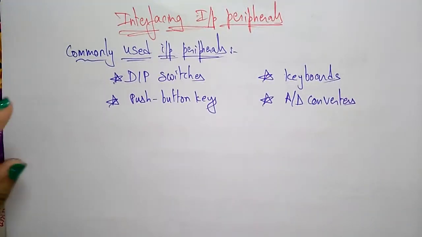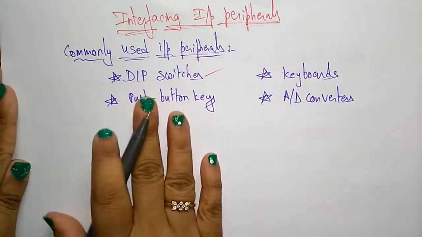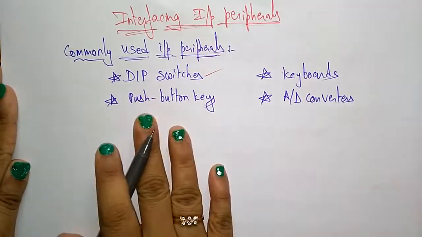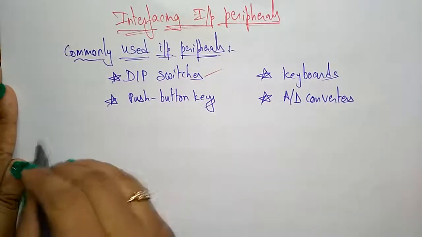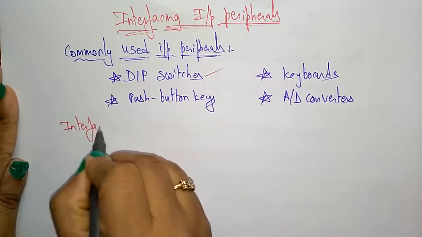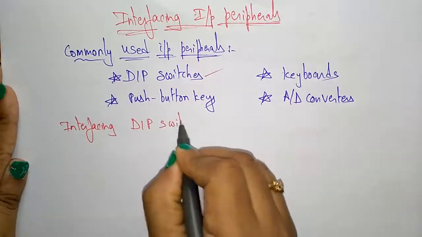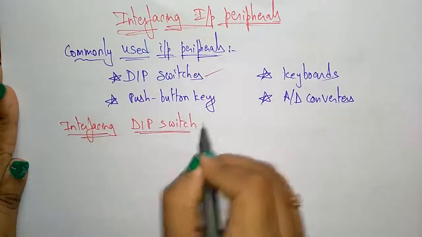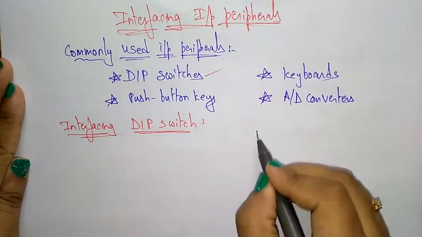So let us take this DIP switch. How will the DIP switch be interfaced to the I/O port that is connected to it? Now let us see interfacing of the DIP switch. So let us take one of the DIP switches.